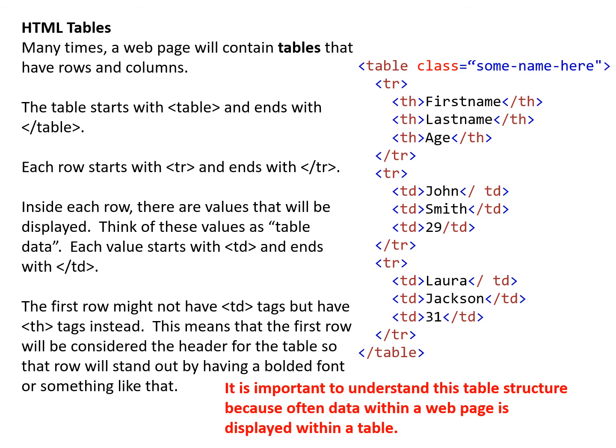So it's important to be able to understand this table structure, because a lot of times when we're doing web scraping, we're looking for data inside some of this table HTML code. So just be aware, there's the beginning and end table tag, and then there's the TRs that represent the rows, and then the TDs or THs that represent the elements within the rows.